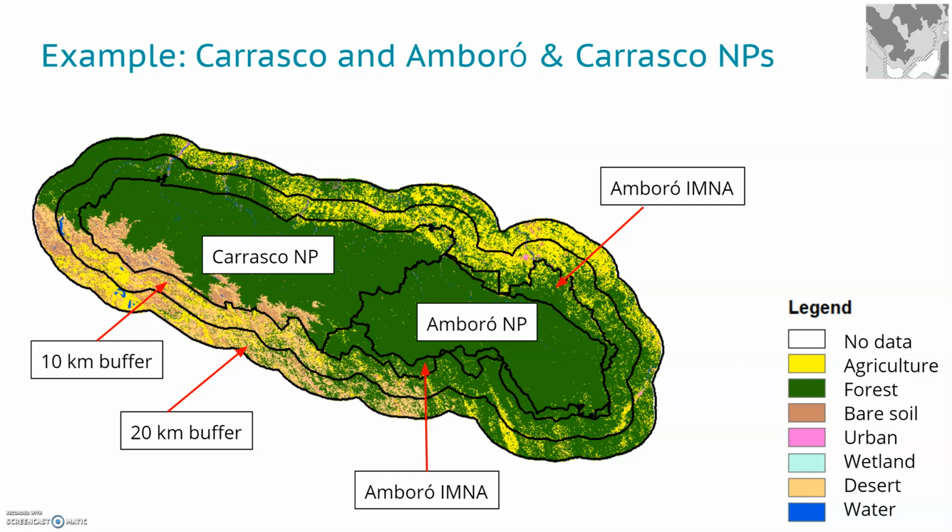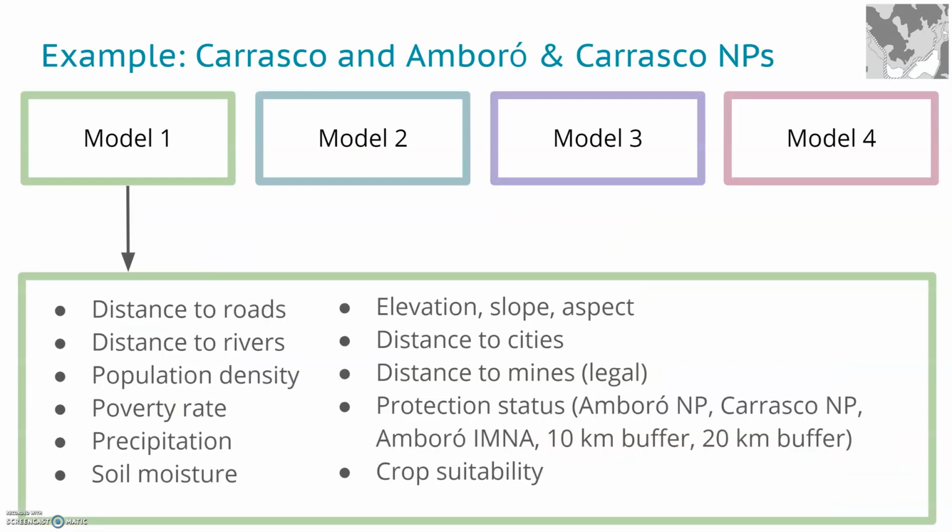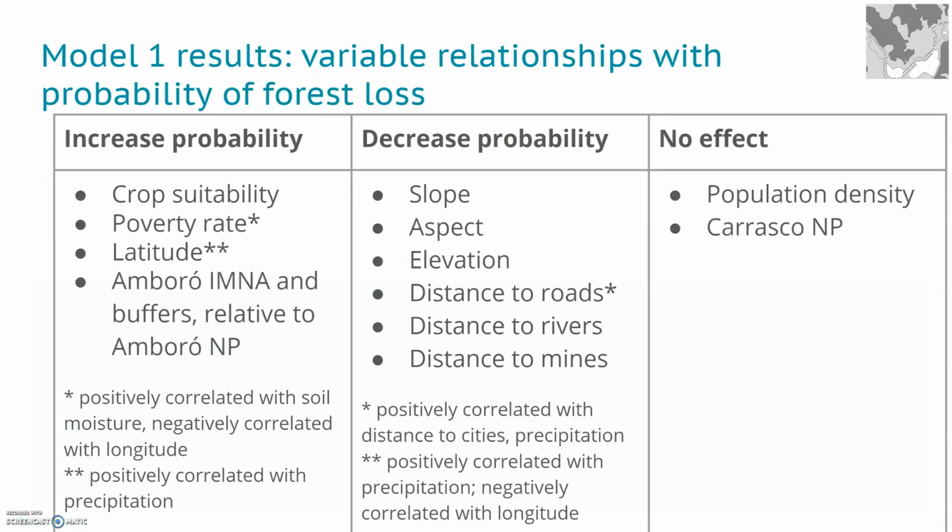Okay, and so the variables in the first model: distance to roads, rivers, population density, poverty rate, precipitation, soil moisture, topography, distance to cities, distance to legal mines, protection status. So here we said whether a point was in each of the different kinds of protected areas or buffers within that map I showed you before, and crop suitability. And it's worth noting that for protection status, Amboro National Park served as the reference level for this variable, so the effects of the other protection statuses are compared to Amboro.